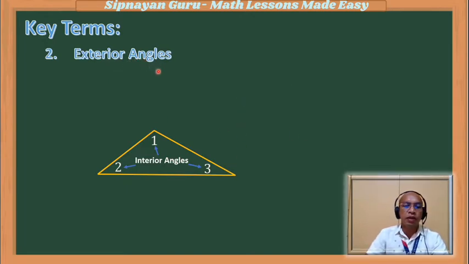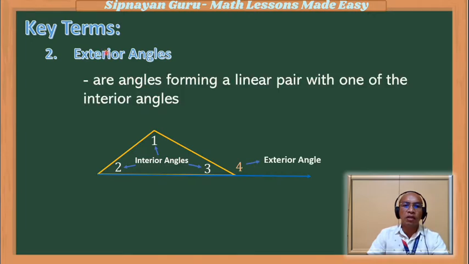Exterior angle of a triangle. Basically, from the word exterior, these are angles that can be found outside the triangle. But not all angles found outside the triangle are classified as exterior angles. Only when one side of the triangle is extended, the angle formed is the exterior angle of a triangle. Exterior angles are angles forming a linear pair with one of the interior angles of the triangle.